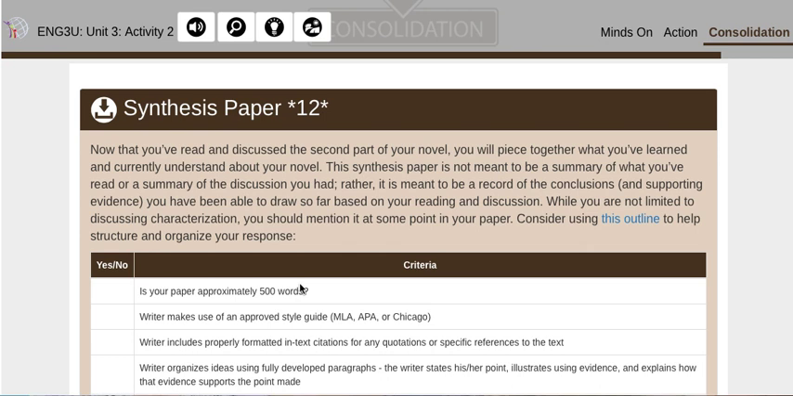Okay, so I hope that clarifies. Don't be freaked out about this. It's 500 words. 500 words is very, very small. But make it poignant. Make every word count. I hope that clarifies.